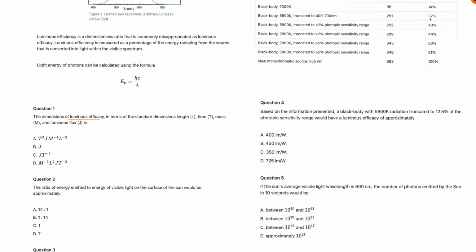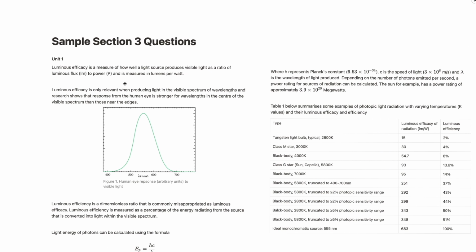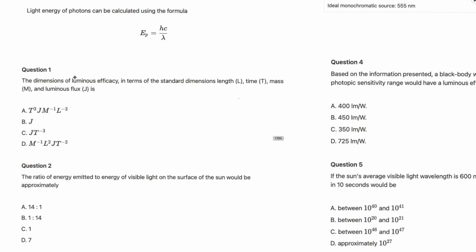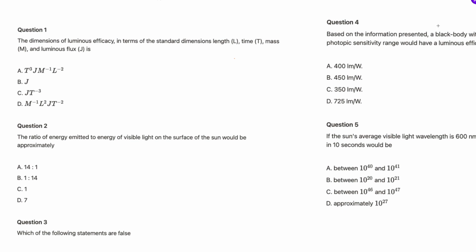luminous efficacy brought in? And we can see that luminous efficacy is a measure of how well a light source produces visible light as a ratio of its luminous flux, which is mentioned in the dimensions, and its power, so a ratio of the two. A ratio means that you're dividing them. So if we do this as a ratio of flux to power, then we need to sort out power, because luminous flux is already given as J. That is a standard dimension. So we've got J per power.